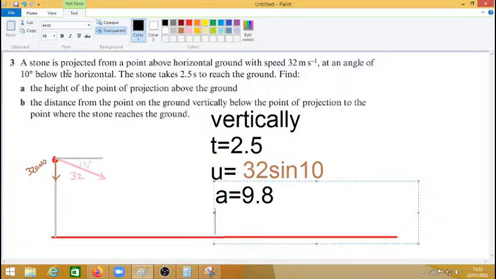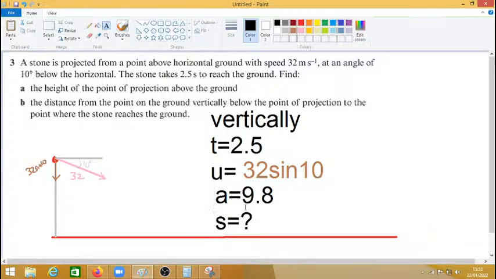Or what are we trying to find out? We're trying to find out the height. So we can say that S is what we're trying to find out. That's unknown. So think about your formulas. What's going to work here? Maybe S equals ut plus half at squared. Let's try that first.